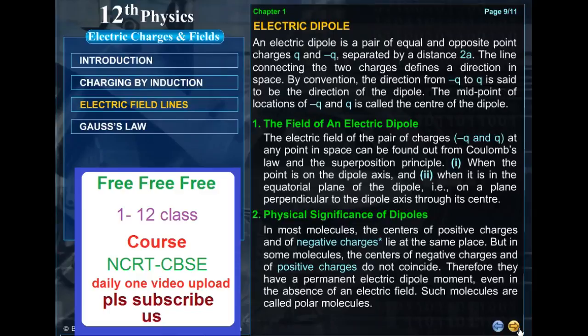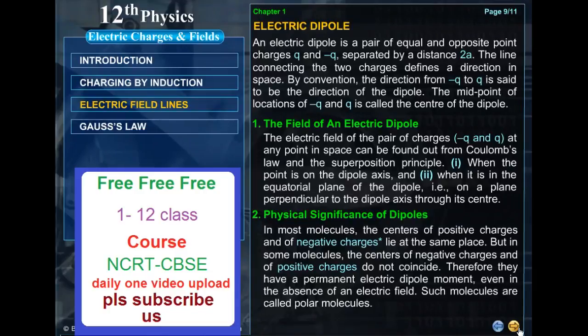The field of an electric dipole. The electric field of the pair of charges minus q and q at any point in space can be found out from Coulomb's law and the superposition principle, when the point is on the dipole axis and when it is in the equatorial plane of the dipole, that is, on a plane perpendicular to the dipole axis through its center.